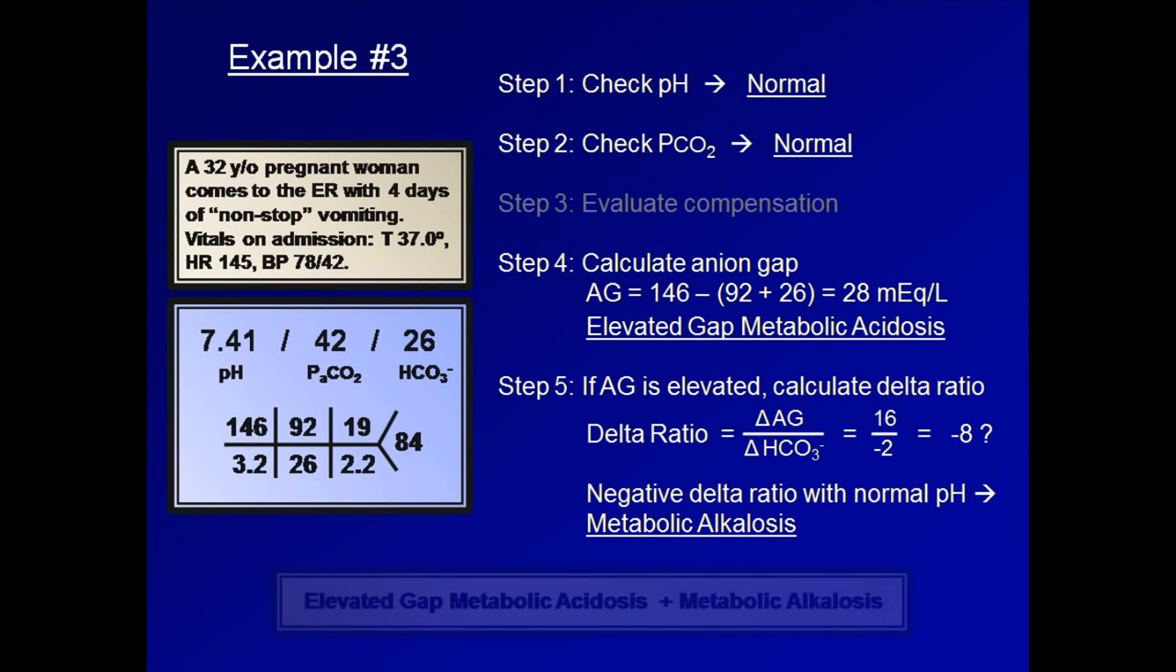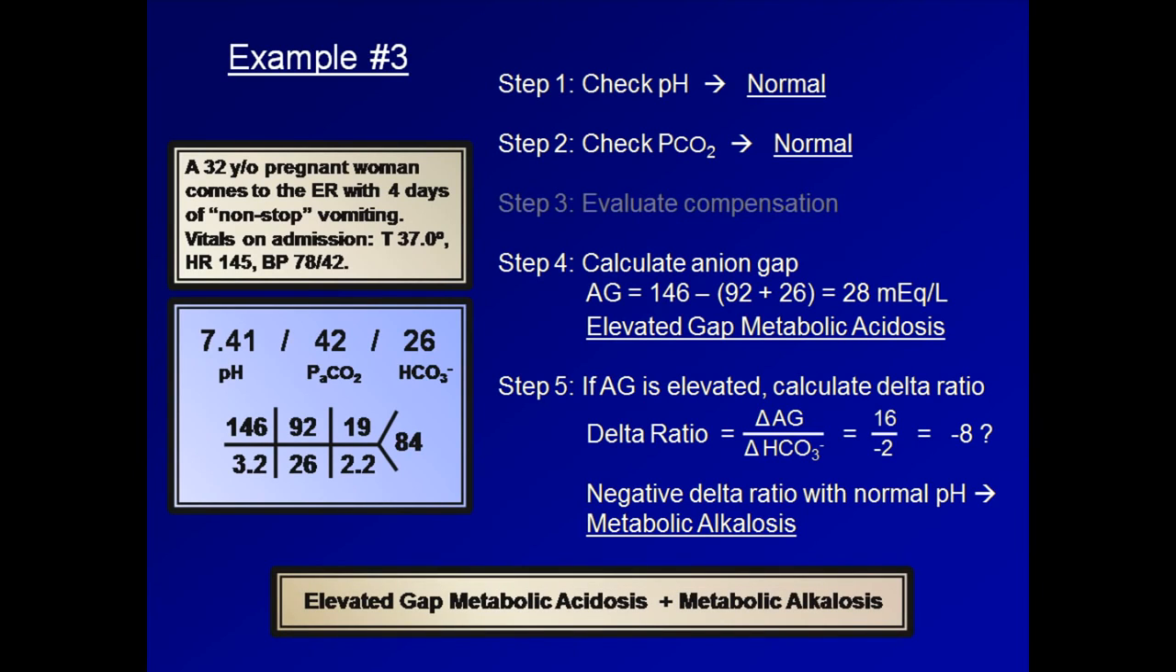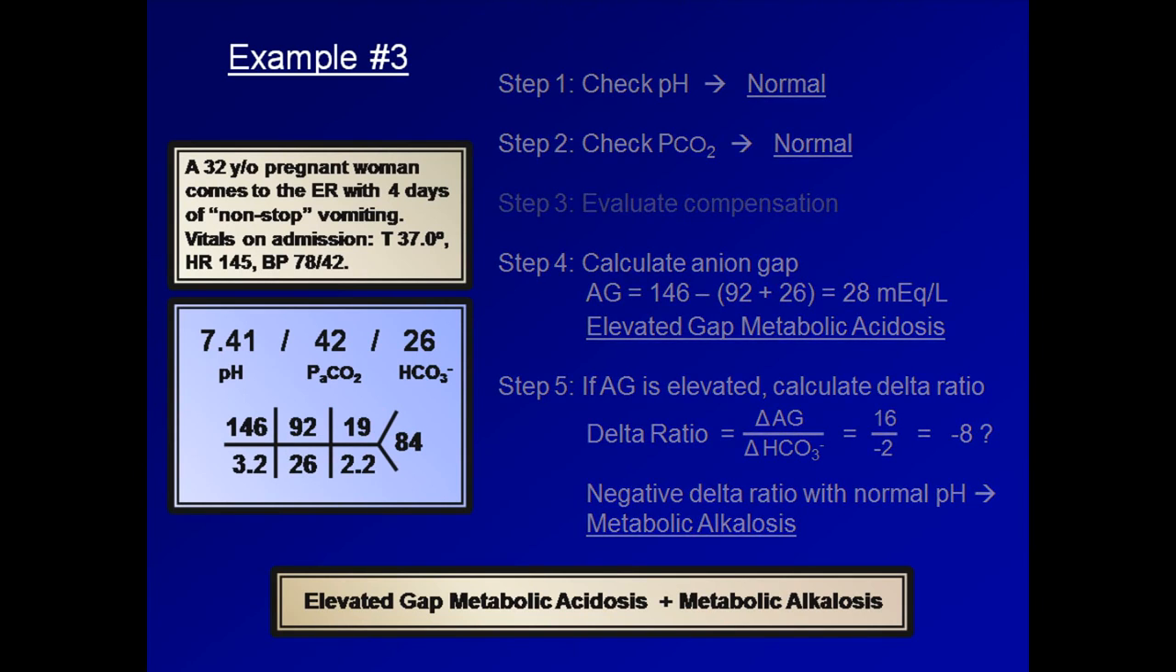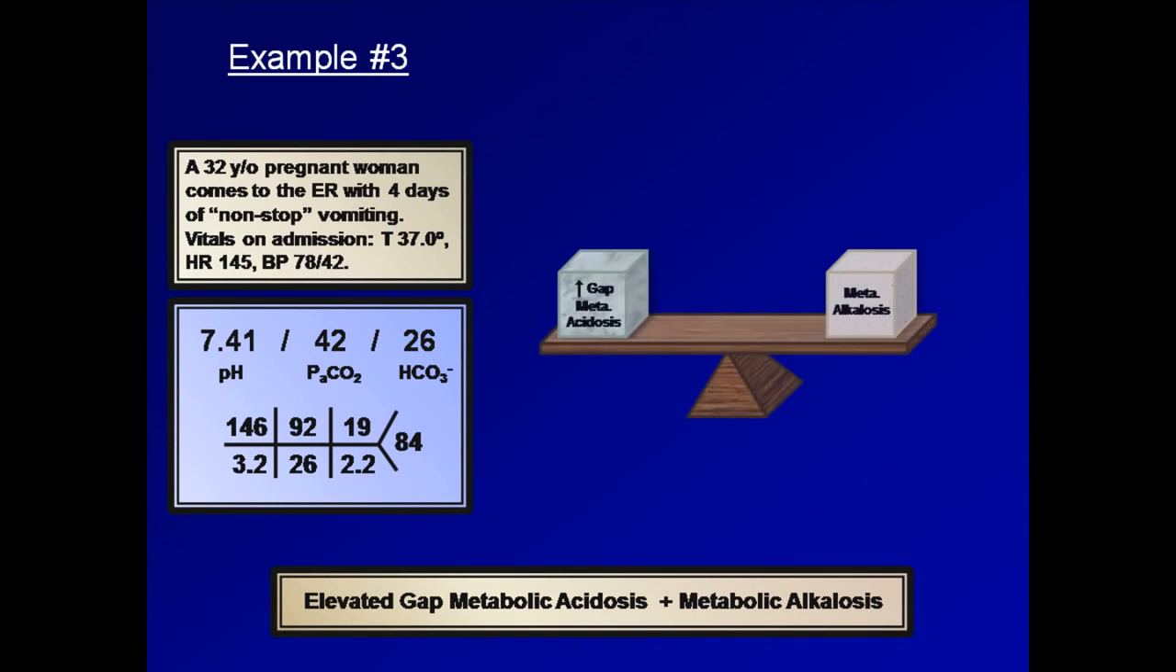So in summary, she has an elevated gap metabolic acidosis and a metabolic alkalosis. Both problems would have been missed had the anion gap not been checked, as the ABG was normal. The likely etiologies here: her vitals suggest that she is in shock, probably hypovolemic shock from an inability to keep down any oral fluids. Shock of any cause leads to poor end organ perfusion and the development of lactic acidosis. The metabolic alkalosis is likely due to a combination of loss of hydrogen with vomiting and a contraction alkalosis from volume depletion.